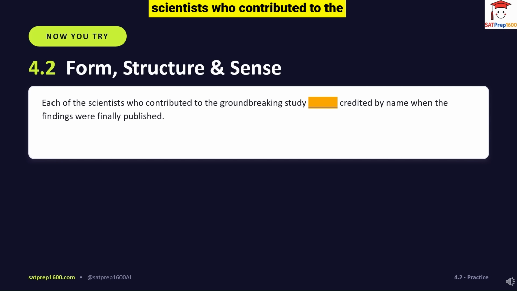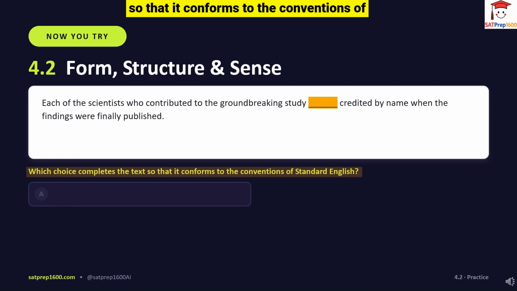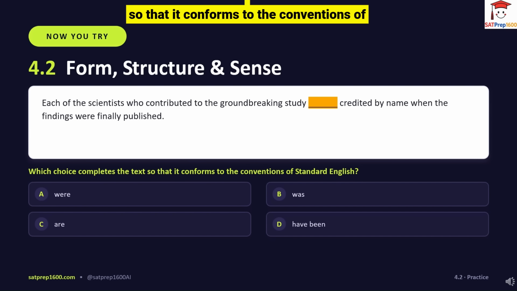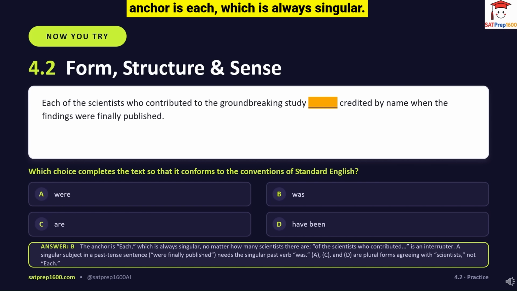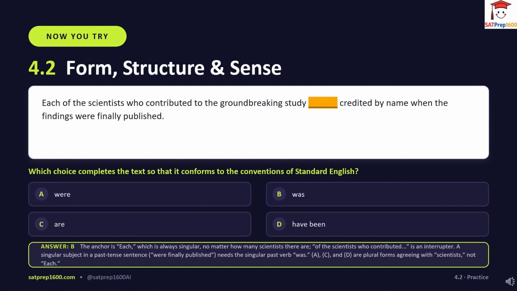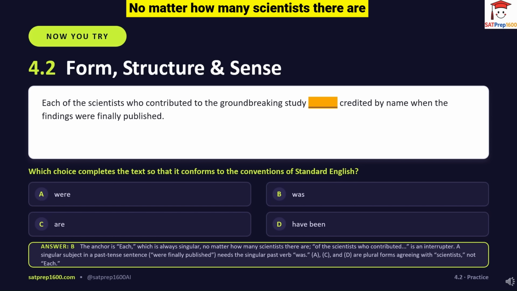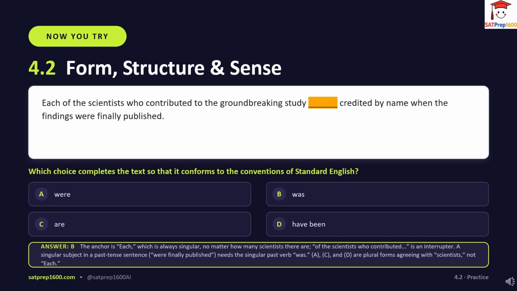Each of the scientists who contributed to the groundbreaking study blank credited by name when the findings were finally published. Which choice completes the text so that it conforms to the conventions of standard English? When you're ready, here's the answer. B. The anchor is each, which is always singular. No matter how many scientists there are, of the scientists who contributed is an interrupter. A singular subject in a past tense sentence, were finally published, needs the singular past verb was. A, C, and D are plural forms agreeing with scientists, not each.